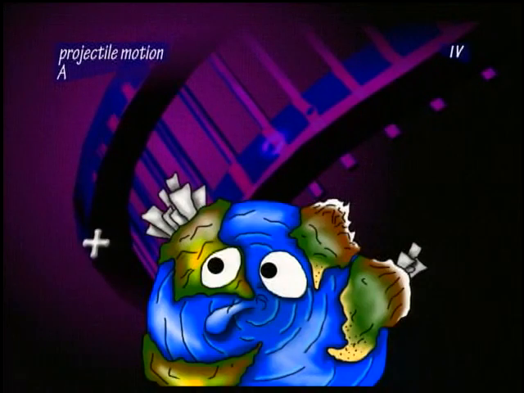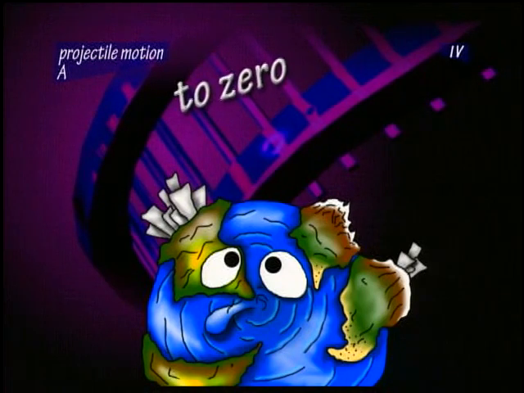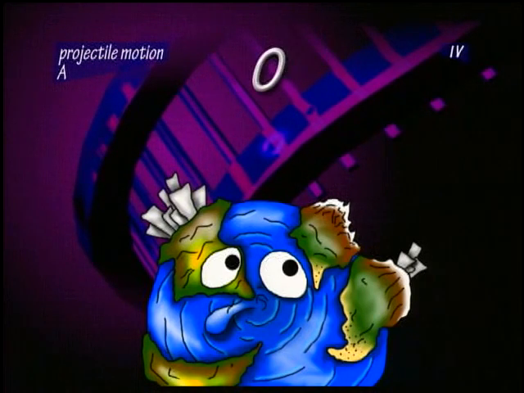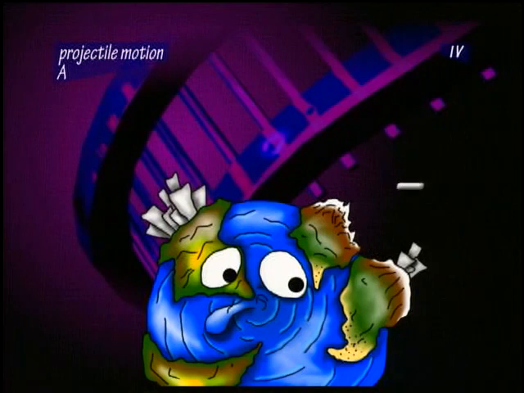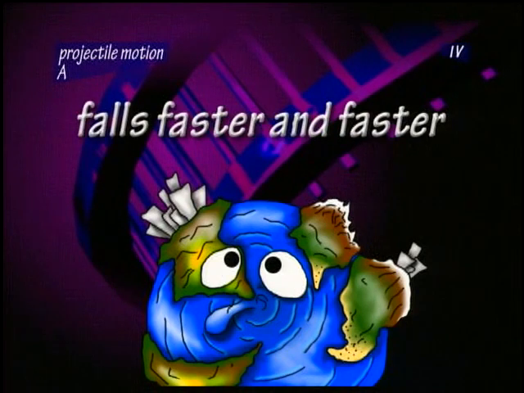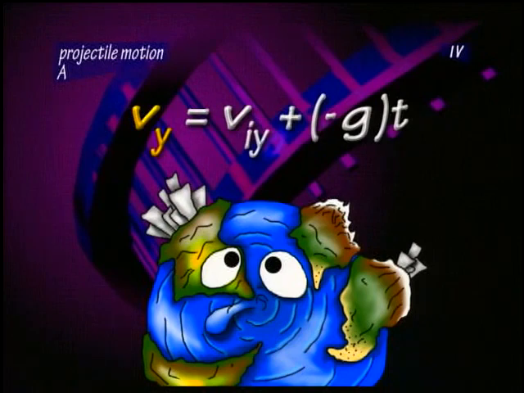The y component of velocity starts out positive as the object moves away from the Earth, gradually drops to 0 when it stops getting higher, and is 0 at its highest point. Then the y component of velocity gets negative as the object falls back towards the Earth. That is, the object finally falls faster and faster. So then the object's y component equals the initial positive velocity plus negative gravity, because the acceleration due to gravity goes downward, times time.